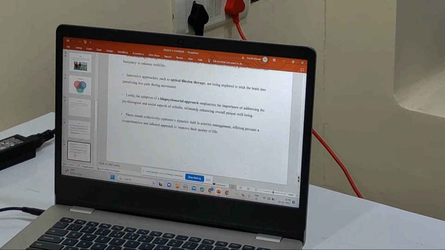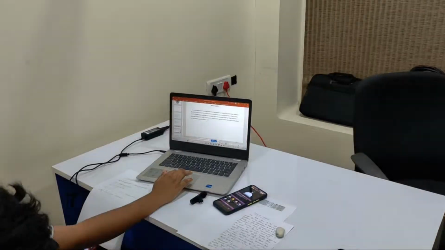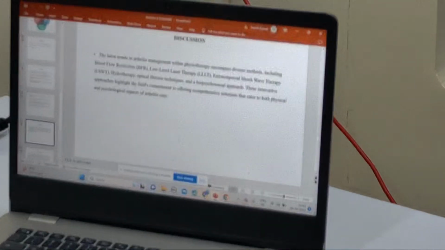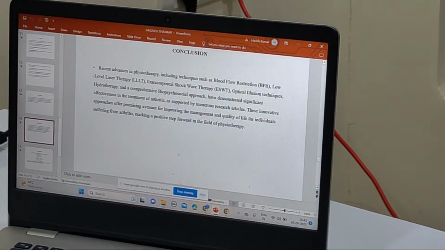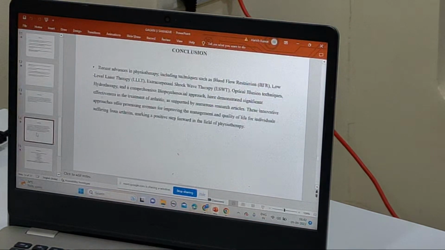Next one. This is the same I have mentioned in detail. And in the discussion, at last, we came to know that we have to upgrade to the newer technologies, and even keep the traditional treatment. With that, we have to include these newer technologies. So at last, I would like to conclude that we have to use the newer techniques for the management of the condition.